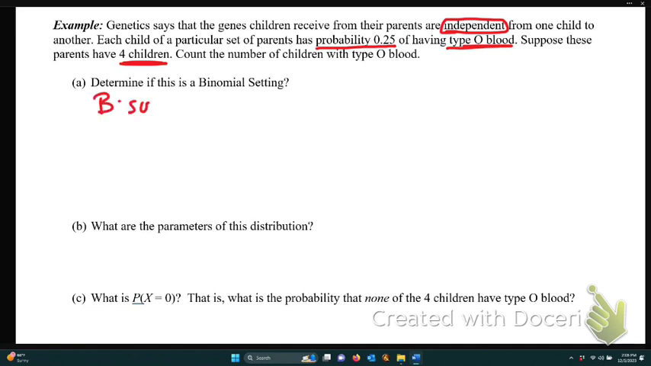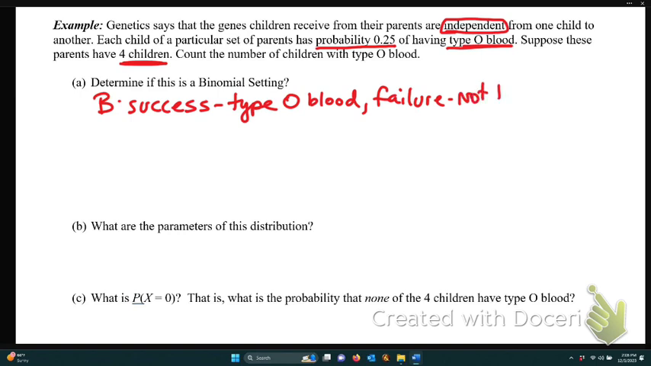Bins. Do we have a clearly defined success and failure? What is success? Child is born, check their blood, type O, success. Check their blood, type A, failure. Failure of a kid. How dare they? All right. I. Is each child's blood type independent of the other children? Yes. It literally says that, so yes.